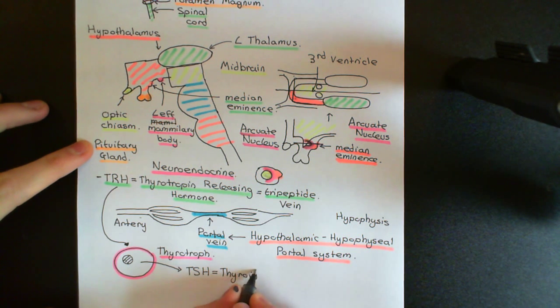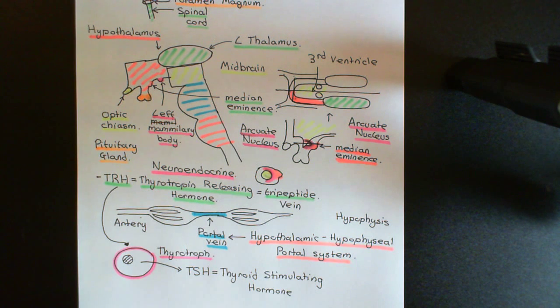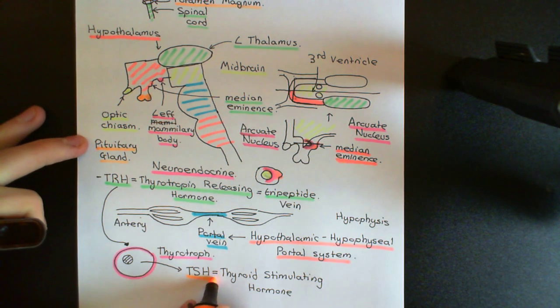So TSH stands for thyroid stimulating hormone, but as I say, another name for thyroid stimulating hormone is thyrotropin, hence why the hormone released by the median eminence and arcuate nucleus neurons or neuroendocrine cells is called thyrotropin releasing hormone rather than thyroid stimulating hormone releasing hormone.